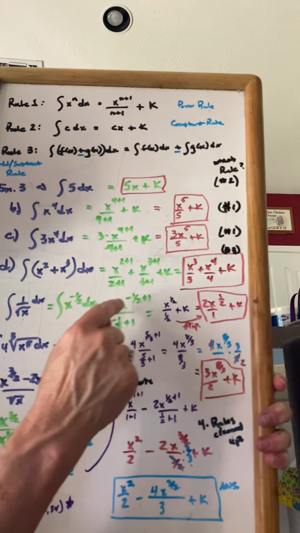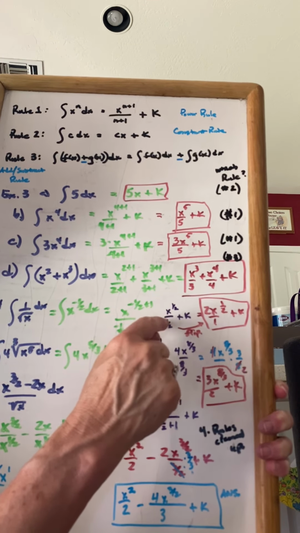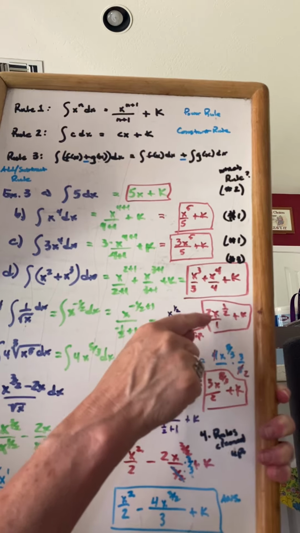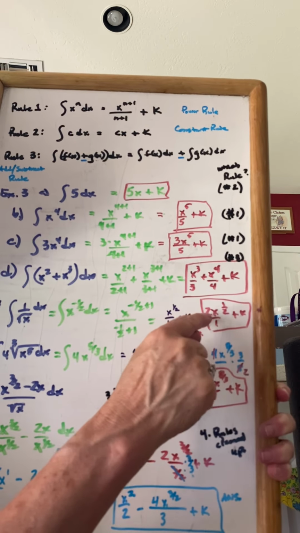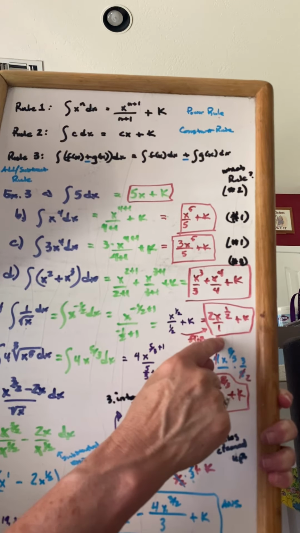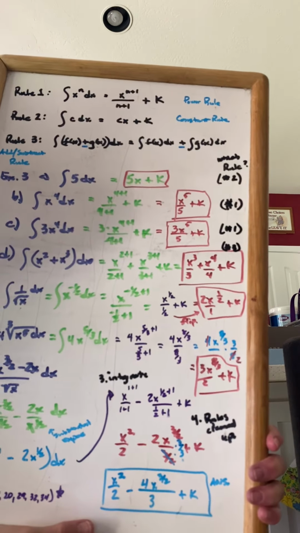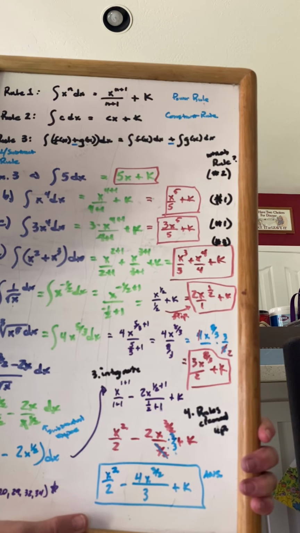So I'm going to add 1. X to the negative 1/2 plus 1, negative 1/2 plus 1 is x to the 1/2 over 1/2. Flip it, 2 over 1. That's the answer, 2x to the 1/2 plus k. You do not have to have the 1. Notice I just flipped the denominator. Reciprocated it would be the correct word.